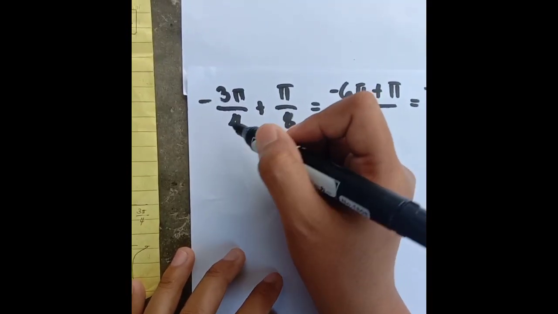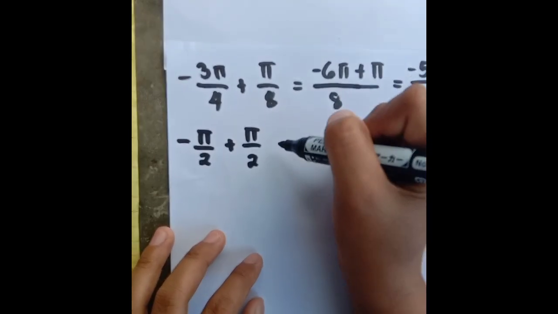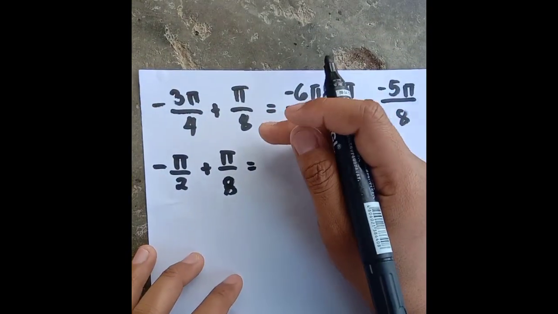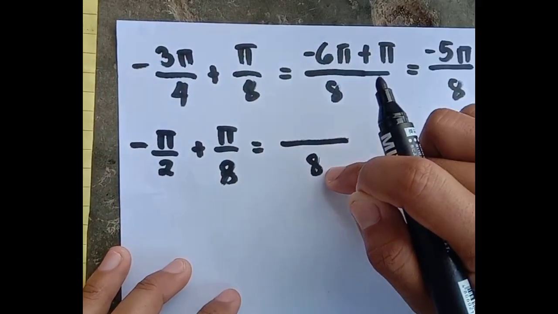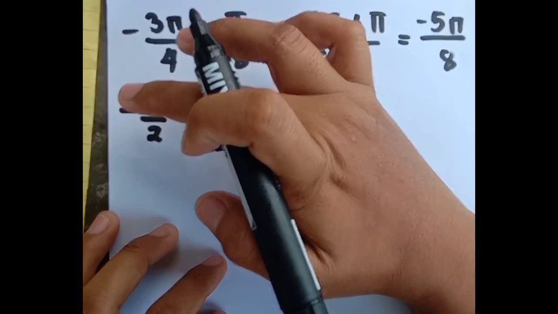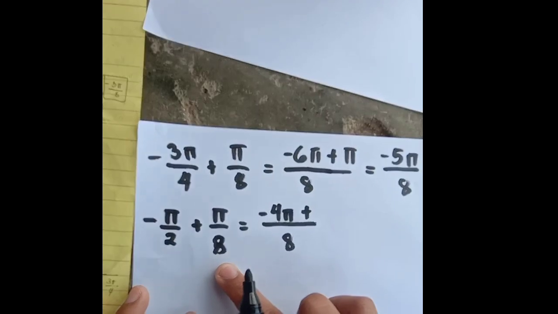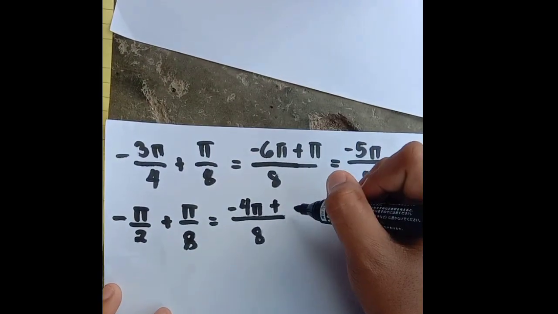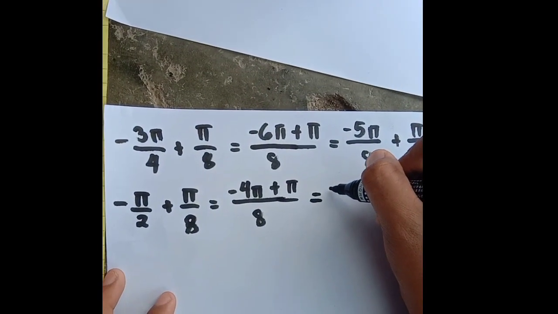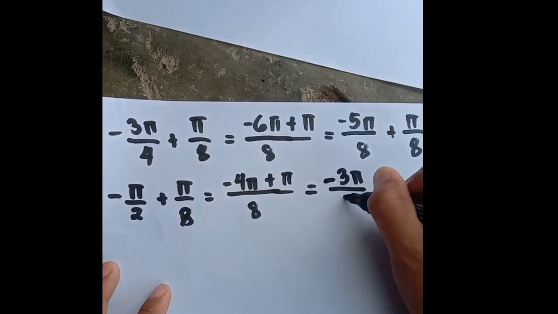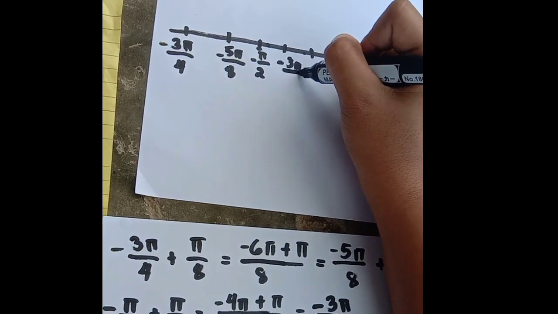Then let's do the same process by adding the pi over 8. So negative pi over 2 plus pi over 8. As we can notice, they have different denominators, so we can get the LCD. The LCD is 8. So 8 divided by 2 equals 4, times negative pi equals negative 4 pi, plus 8 divided by 8, 1 times pi equals pi. So negative 4 pi plus pi equals negative 3 pi over 8. So this is the next point, negative 3 pi over 8.